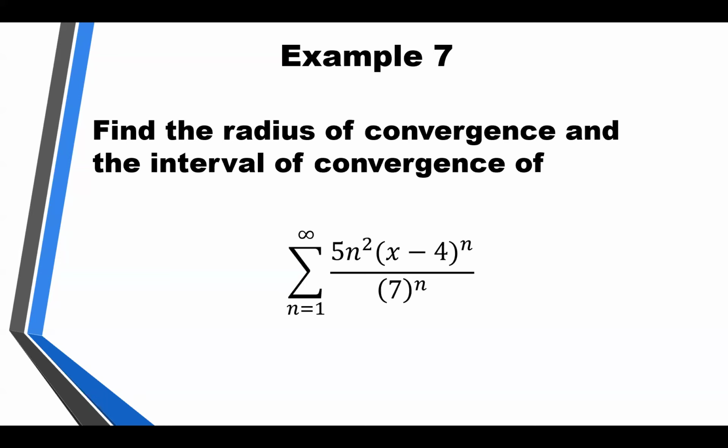Let's do another example. And we'll try to find the interval of convergence, the radius of convergence, and the endpoints if it matters. So interval of convergence, radius of convergence for the infinite sum of 5n squared times x minus 4 raised to the nth power divided by 7 raised to the nth power. Try this on your own if you'd like.